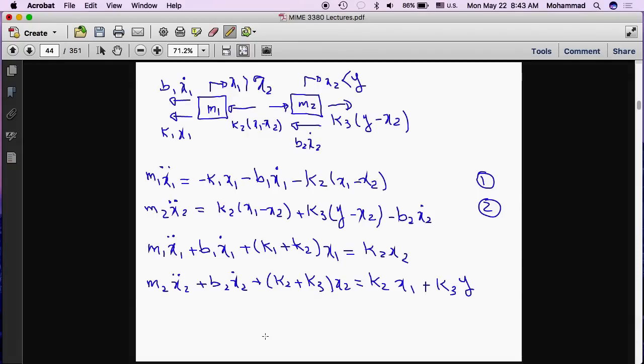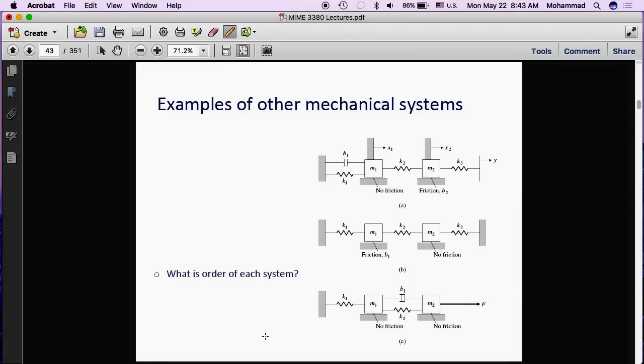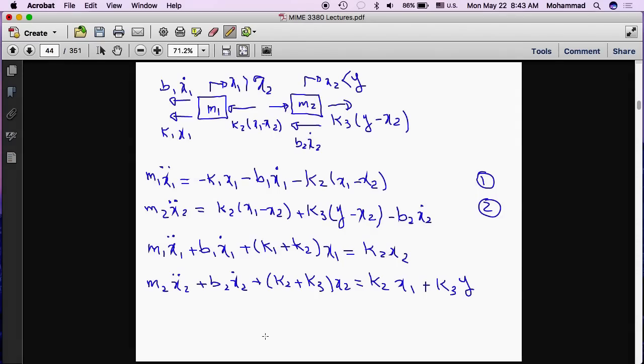Y. Let's look at the picture. So Y, which is motion applied to the end of the third spring, that is what comes from outside the system. So Y is our input. Even though most of the time we reserve variable y for output, it just so happened that our input this time is called y.